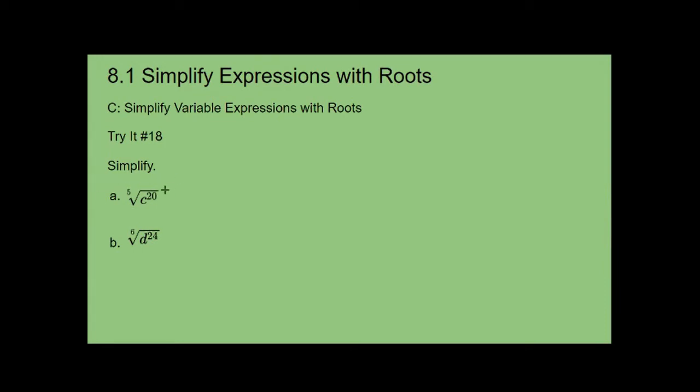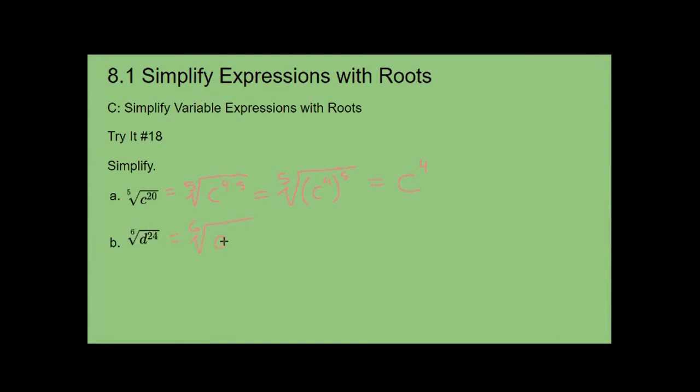So for the 5th root of c to the 20th power, we're going to take the 5th root of c to the 4 times 5, and that's going to be the 5th root of c to the 4th to the 5th power. Now I'm taking the 5th root of something to the 5th power, and this is odd, so if it's odd I do not need to worry about the absolute value, so the answer is c to the 4th power.